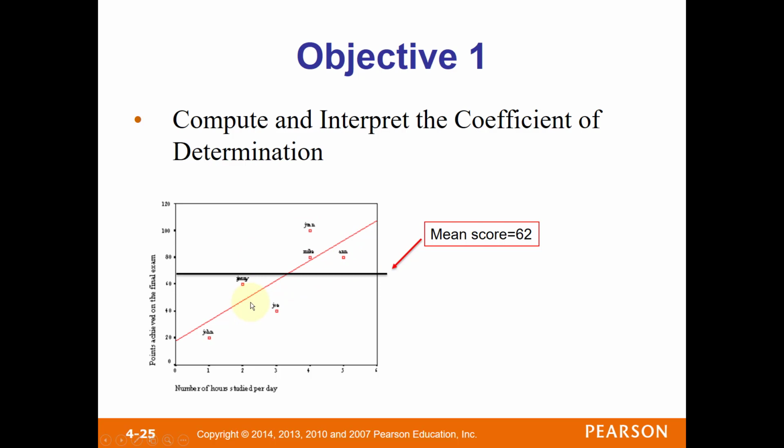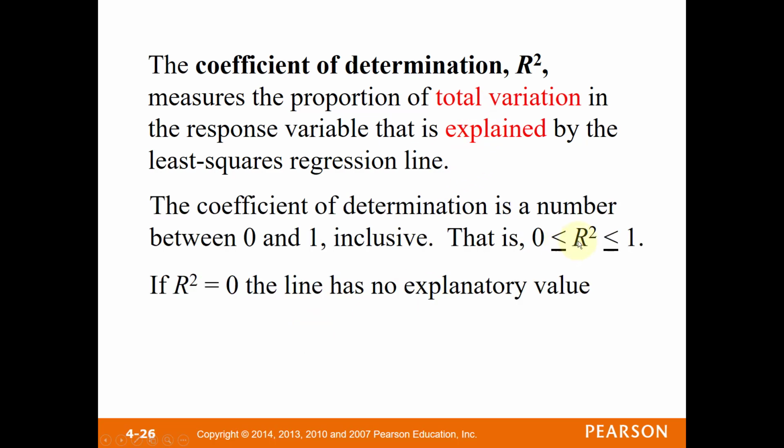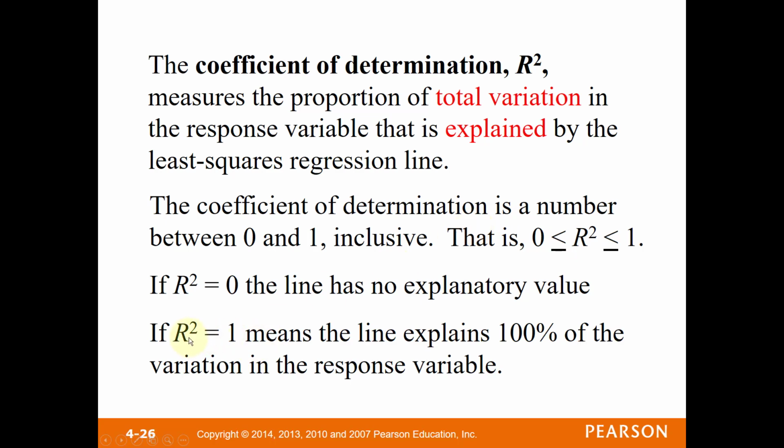The point of this section is to talk about this coefficient of determination, capital R squared, and that numerical value will give us what percent of the change in the response variable can be explained by changes in our explanatory variable. You have something called total variation and explained variation. Because capital R squared is squared, it has to be between 0 and 1. If R squared equals 1, that means the model explains 100% of the variation in the response variable. If R squared equals 0, then the line has no explanatory value.